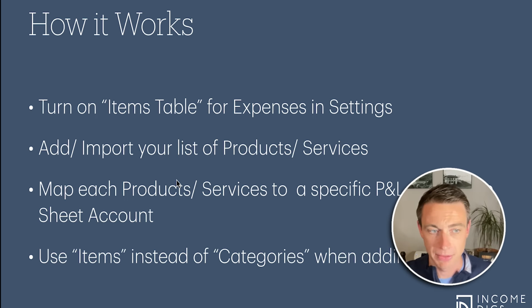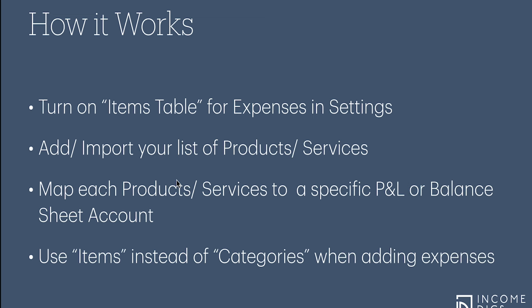Here's how it works. We're going to turn on the items table. In the expenses, we're going to add or import our list of products and services. I provide an import template if you'd like it. We map our products and services to each specific P&L or balance sheet account. And then we're just going to start using items instead of categories.